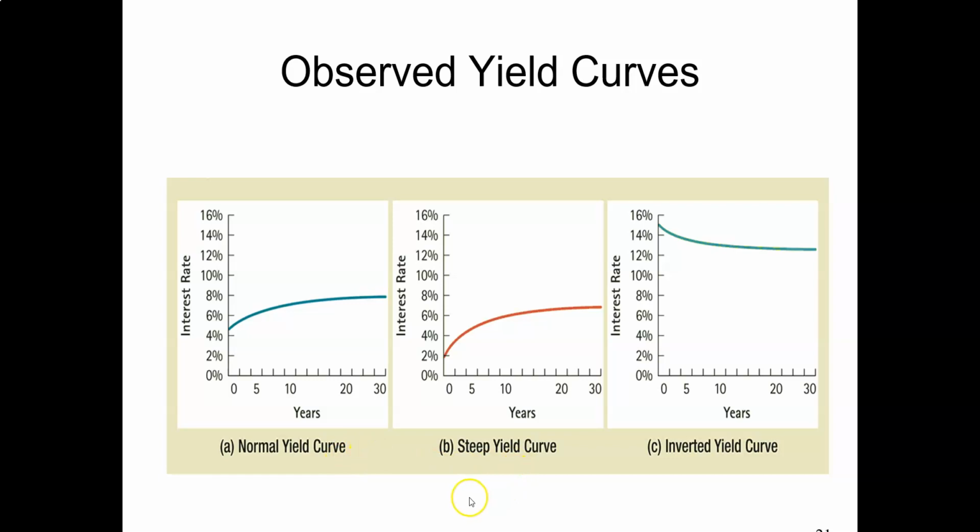Here we provide some graphs of these yield curves. In the first graph, we can see that the short-term interest rate is lower than the long-term interest rate. We say this kind of yield curve is normal. But in the second graph, we can see that the short-term interest rate is much lower than the long-term interest rate. We say this yield curve is steep. In the third graph, we can observe that the short-term interest rate is higher than the long-term interest rate, then we say the yield curve is inverted.